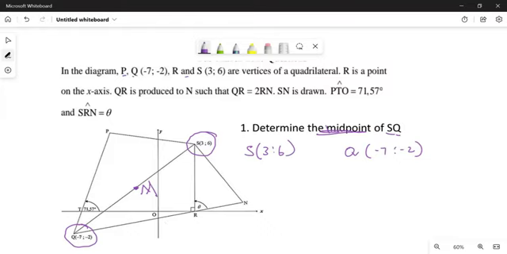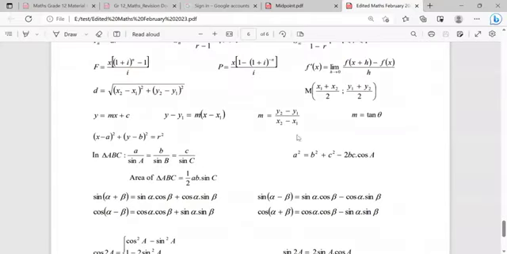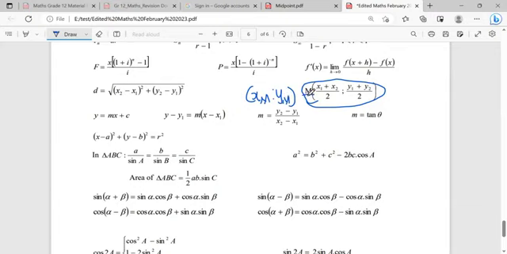How then do we get the midpoint? We have a formula that we use. The formula to calculate the midpoint is this one here. The midpoint is given by (x1 plus x2) all over 2, (y1 plus y2) all over 2. This gives you x of the midpoint and y of the midpoint, which is capital letter M. So I'm going to use that formula.